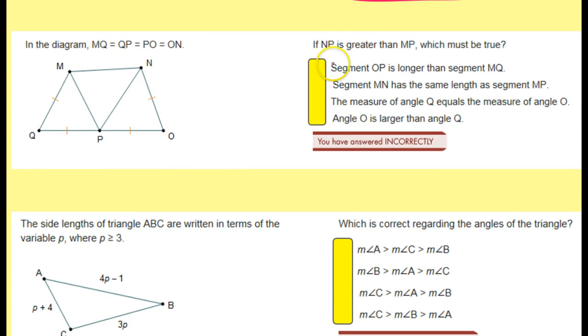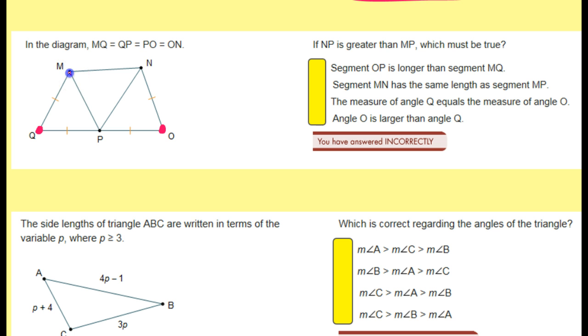Okay. If NP is greater than MP, so this is going to be another hinge theorem because we have these sides are congruent. This would be the hinge angle right here. Okay, I'll just put a big blob there. And then we have these two sides are congruent. All right, so I'm going to put a big old angle right there. So these are the hinges.